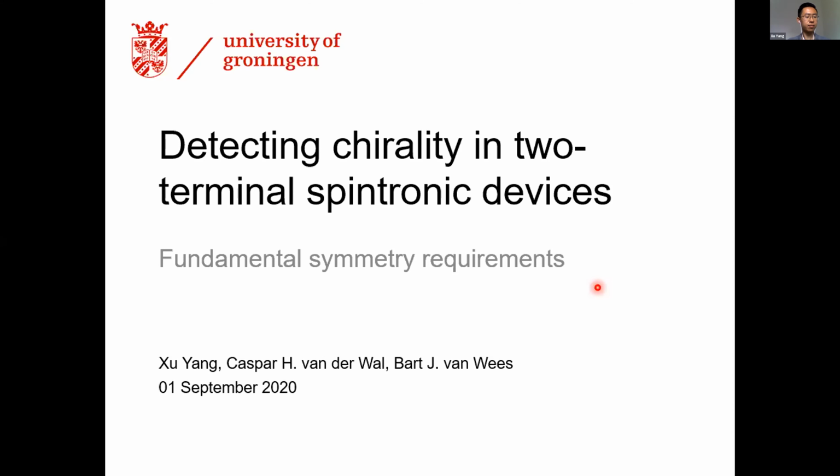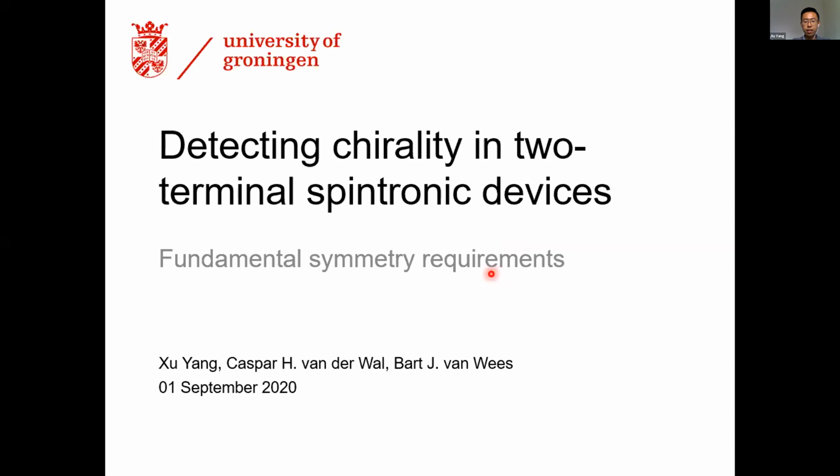So Shu Yang from the University of Groningen is going to present some results also on CIS. Yes. Okay. Can I start? Yes. Okay. Thank you very much for the introduction, and thank you, Professor Naaman, for a very detailed overview of the CIS effect. I will now continue with this topic, and I will talk about how we can detect this very exciting effect in two-terminal spintronic devices. In particular, I will emphasize the fundamental symmetry requirements on the type of signals that can possibly arise in these type of device-based experiments.